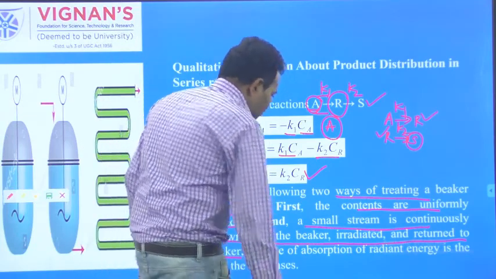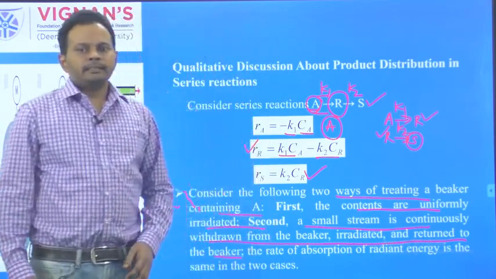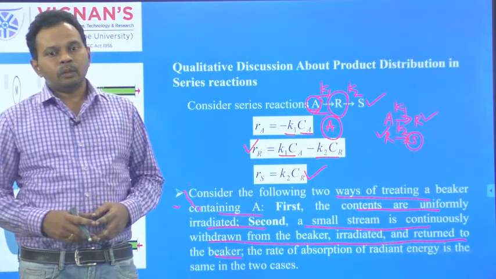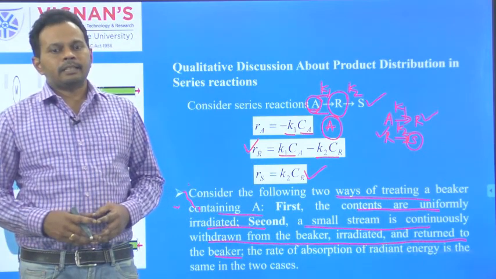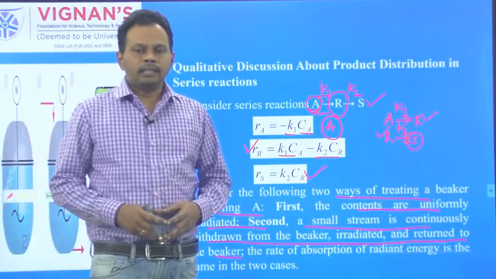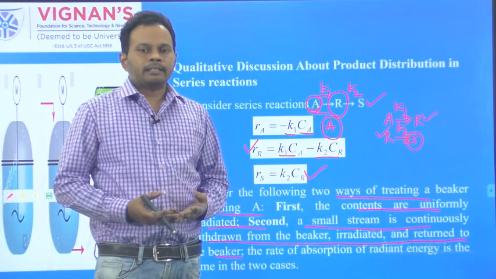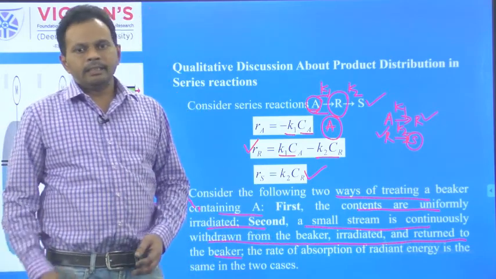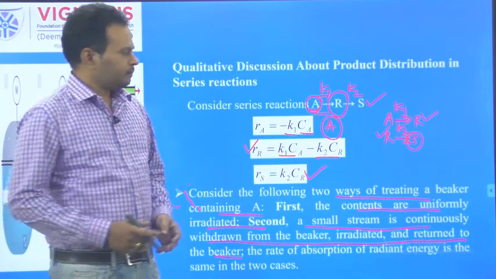So in both cases, the rate of absorption of radiant energy is the same, but the intensity of the light in the second case is more than the intensity of the light in the first case. The absorption of the radiant energy in both cases is the same.